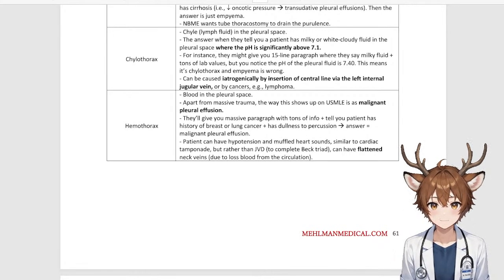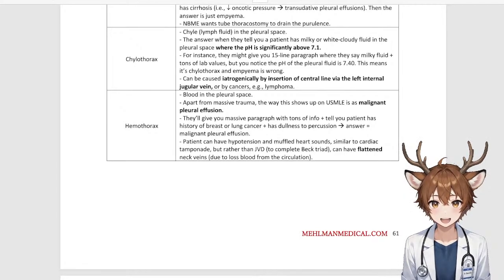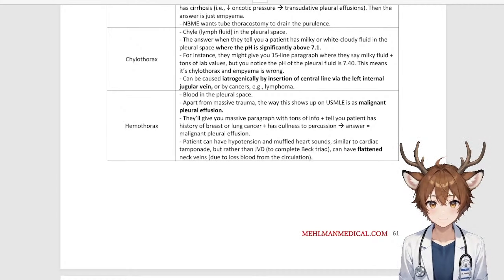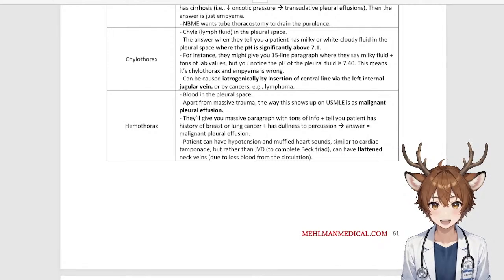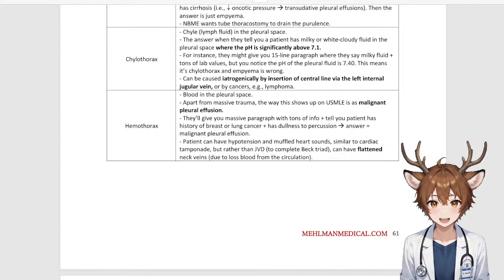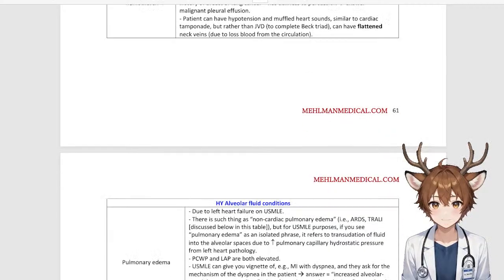So again, hemothorax might be indicative of something like a malignant pleural effusion. History of breast cancer or lung cancer, dullness to percussion. Answer, malignant pleural effusion. Okay? Blood in the pleural space.